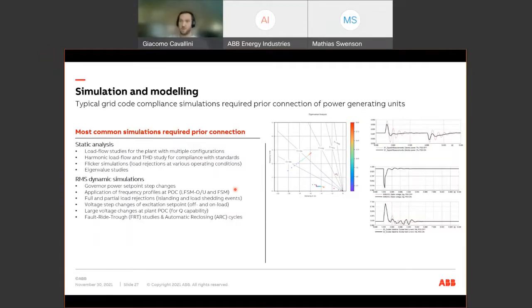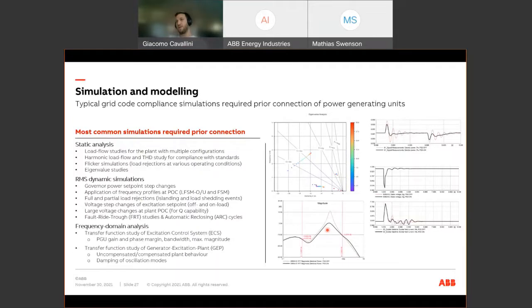Here we talk about governor and power set point changes, fault ride through, like said before, and large voltage changes at the point of connection, for example for the reactive power capability. So the simulations can be quite wide and can be done from different perspectives, depending on the power plants. And then, of course, we also go into frequency domain analysis. That's typical in certain markets.